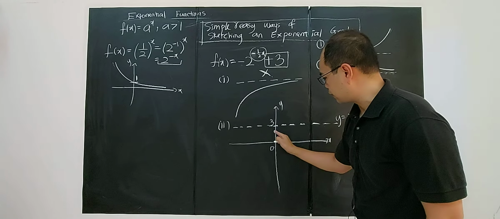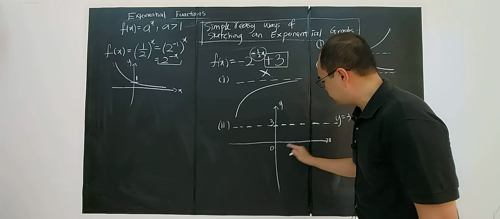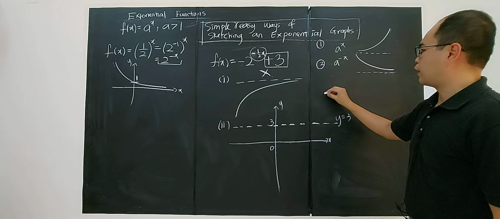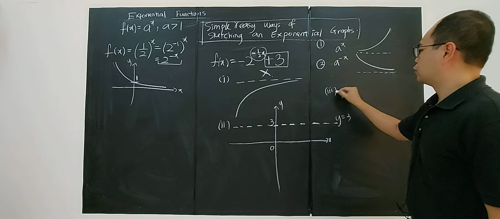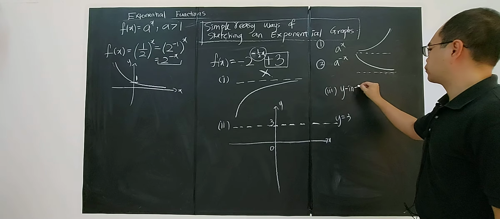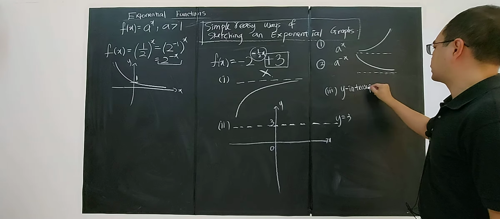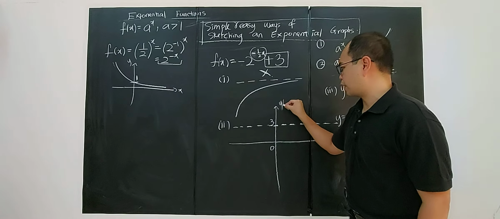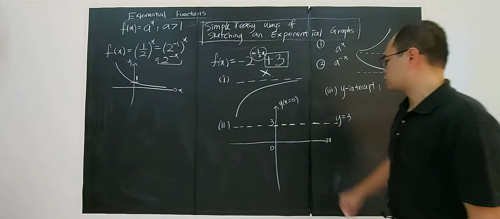It can intercept at a positive value, 0, or maybe negative, right? So we don't know. So what we do is we find the y-intercept. Step 3, we find the y-intercept. Y-intercept means where the graph intersects the y-axis, where x equals 0.